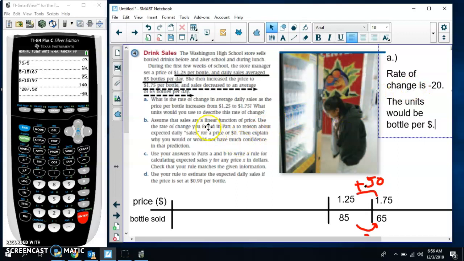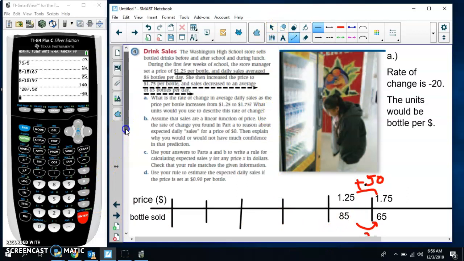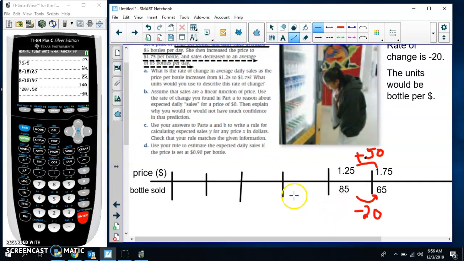Okay, part B. Assume the sales are a linear function. Use the rate of change to reason about expected daily sales for a price of 0. So this means what happens if our table goes all the way back to 0. We have to fill this out and think about how we would extend this pattern. I would take a minute and pause the video and try to do that on your own. What goes 65, 85, and then what goes next?